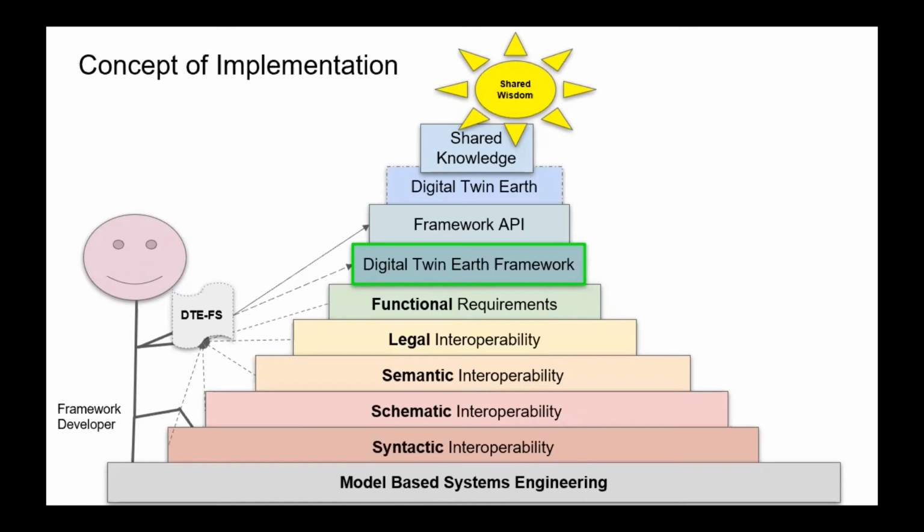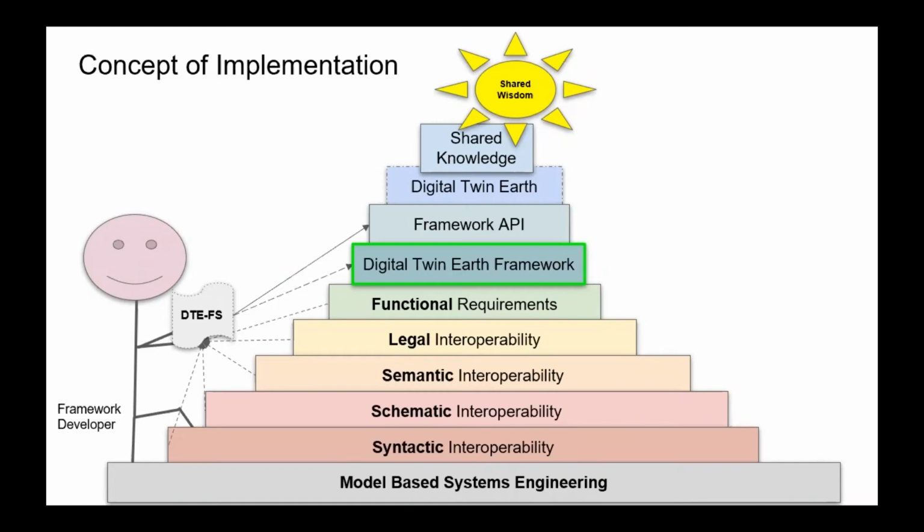This simplifies things a bit, but how we approach this is as a framework developer, not a user yet, but just somebody who's building a digital twin framework to support a digital twin Earth. The foundation of all this is model-based systems engineering. So we need this to be model-based, right? Without a model, we have no control. And then the model itself bases itself on syntactic, schematic, semantic, and legal interoperabilities. Each one is addressed. Then we apply our functional requirements as a validator, which gives us our digital twin Earth framework.